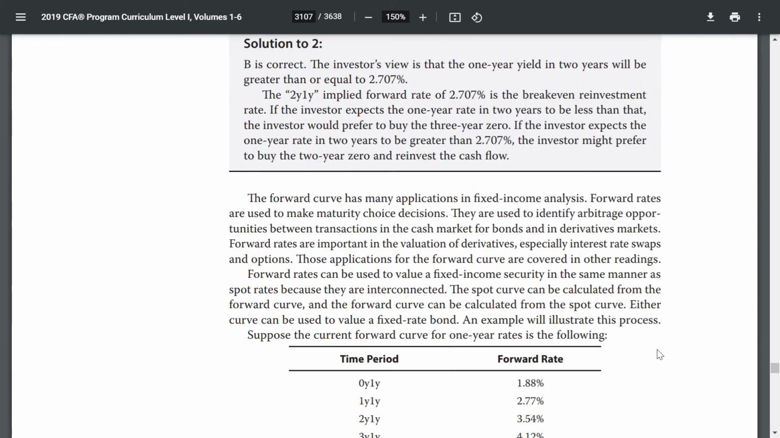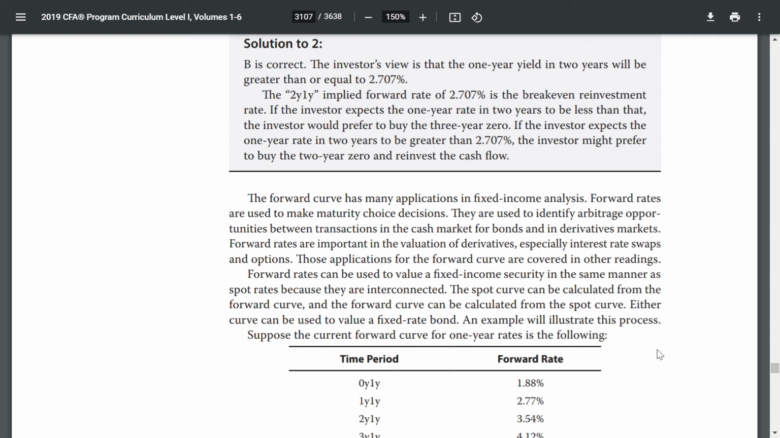The forward curve has many applications in fixed income analysis. Forward rates are used to make maturity choice decisions. They are used to identify arbitrage opportunities between transactions in the cash market for bonds and in the derivative markets. Forward rates are important in the valuation of derivatives, especially interest rate swaps. For options, these applications for the forward curve are covered in the other readings.